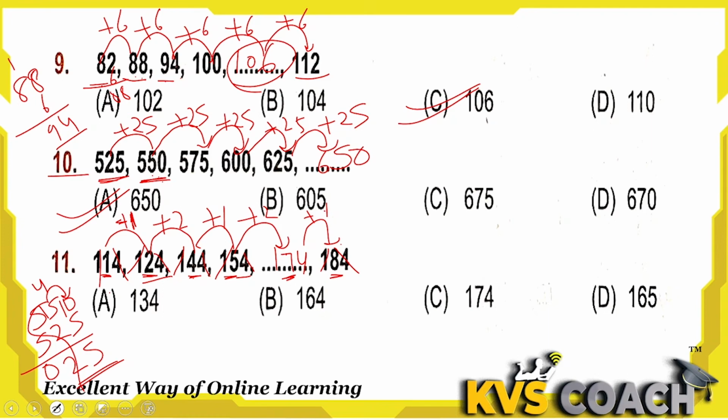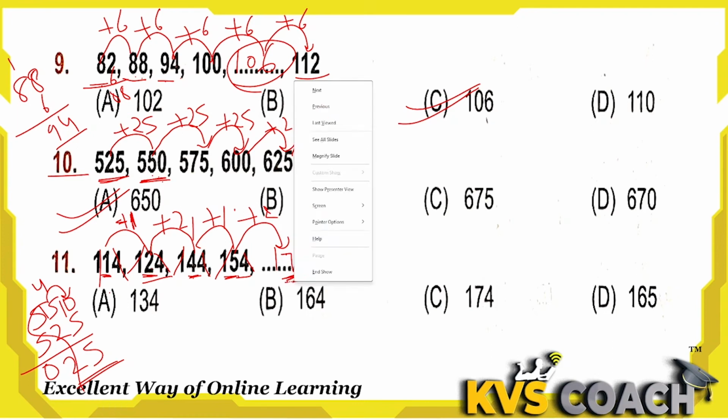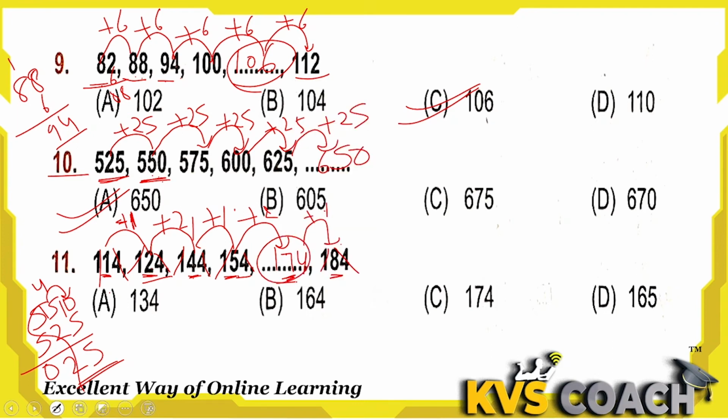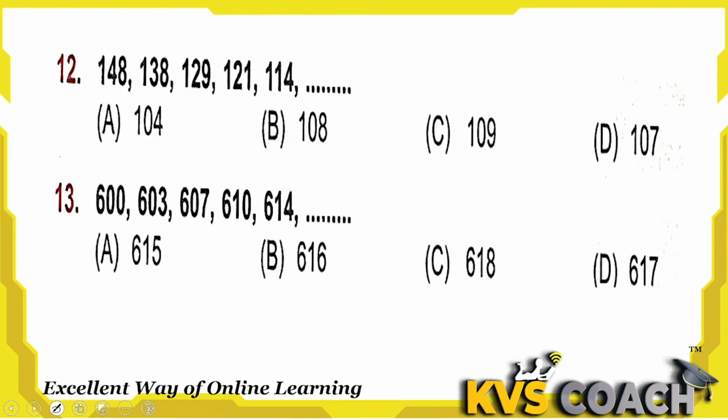Okay, we are adding 1 plus 1, 2. Only the tens place digit we are taking. Okay, 1 plus 1, 2. 2 plus 2, 4. And 4 plus 1, 5. And 5 plus 2, 7. And 7 plus 1 is 8. Okay, so 174 is the right answer here.